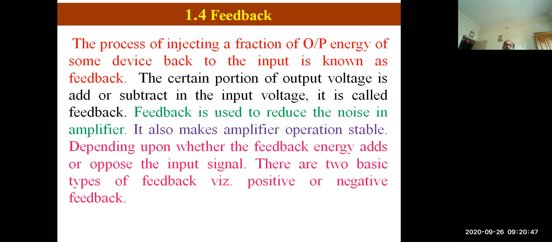What is the second definition? This is the easy definition. We can consider the certain portion of output voltage that can be added or subtracted in the input voltage. Then it is called as a feedback.